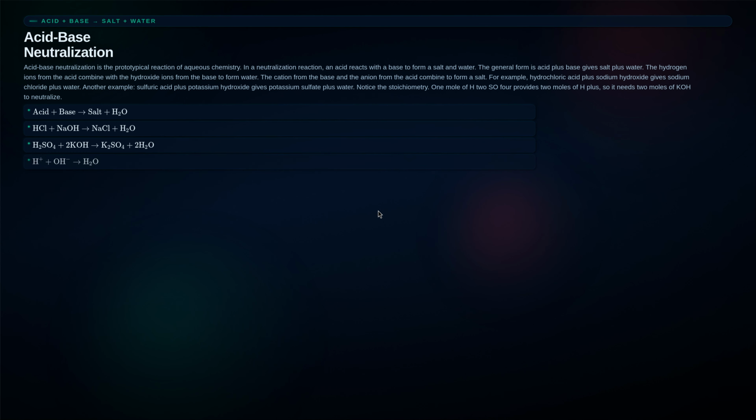Acid-base neutralization is the prototypical reaction of aqueous chemistry. In a neutralization reaction, an acid reacts with a base to form a salt and water. The general form is acid plus base gives salt plus water. The hydrogen ions from the acid combine with the hydroxide ions from the base to form water. The cation from the base and the anion from the acid combine to form a salt.